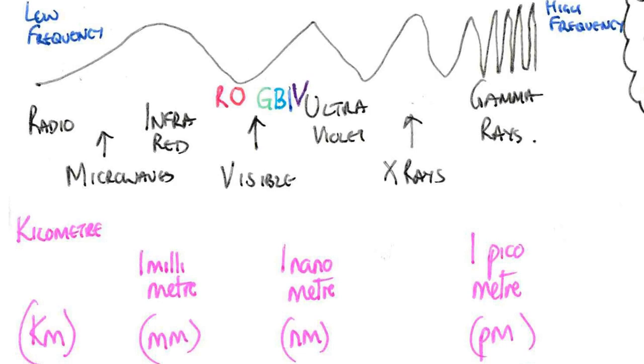Right, you need to know also the size of these things. So they may ask you just to know roughly what the size of these things are. Radio waves have a wavelength of around 1 kilometre. It goes from several tens of meters to kilometres. Infrared is roughly millimetres.